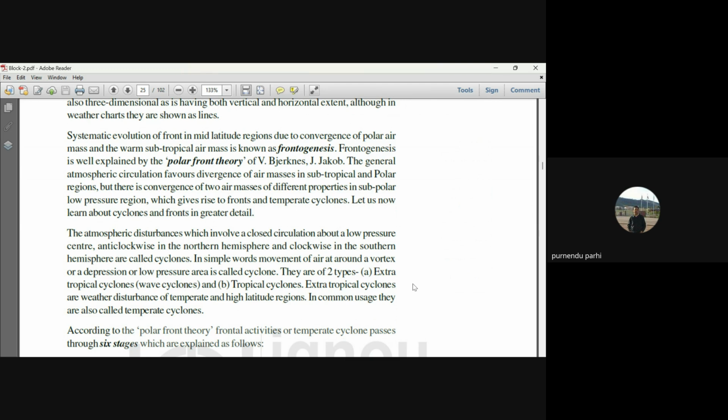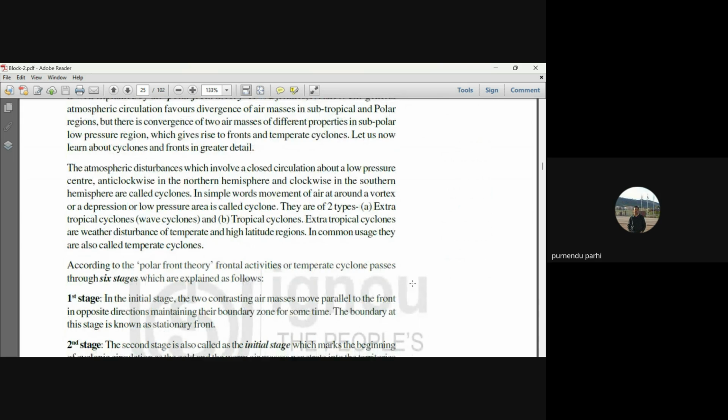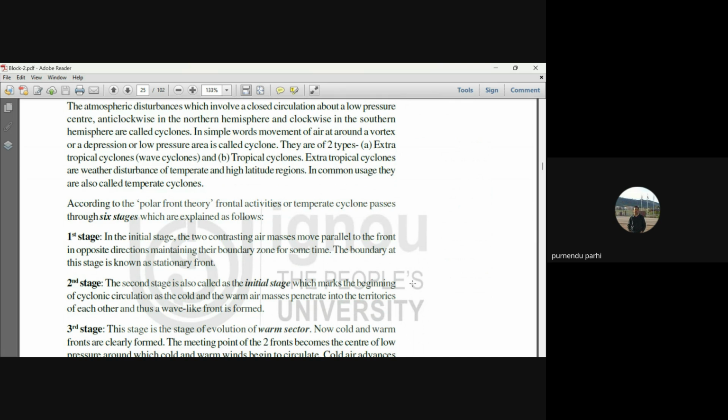The atmospheric disturbances which involve a closed circulation about a low pressure center, anticlockwise in the northern hemisphere and clockwise in the southern hemisphere, are all called cyclones. In simple words, movement of air around a vortex or a depression or low pressure area is called a cyclone. There are two types: extratropical cyclone and tropical cyclone. Extratropical cyclones are weather disturbances of temperate and high latitude regions. In common usage, they are also called temperate cyclones. According to the polar front theory, frontal activities or temperate cyclones pass through six stages, which are explained as follows.